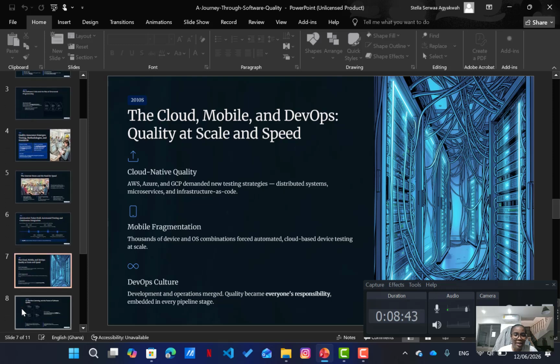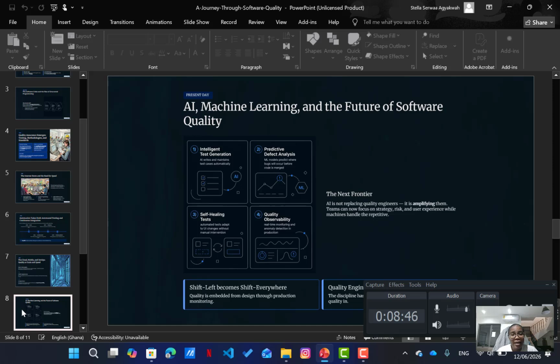We are moving to the present day. AI, machine learning, and the future of software quality. Today, artificial intelligence is transforming software quality. AI tools can automatically generate test cases, predict defects, and analyze software behavior. However, AI is not replacing quality engineers. Instead, it helps them work more efficiently by handling repeated tasks.